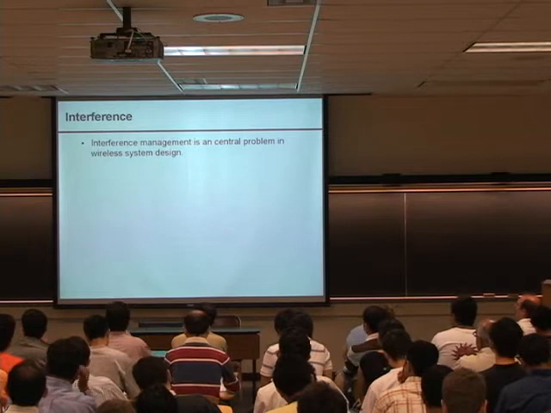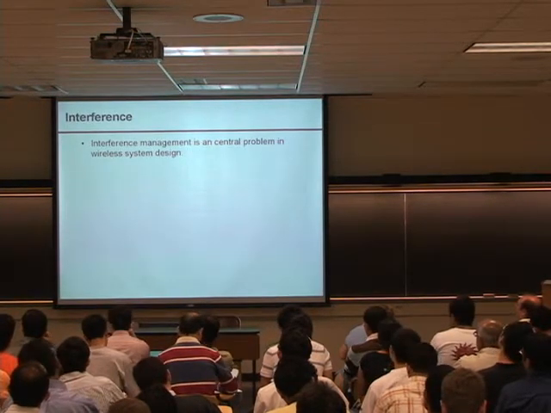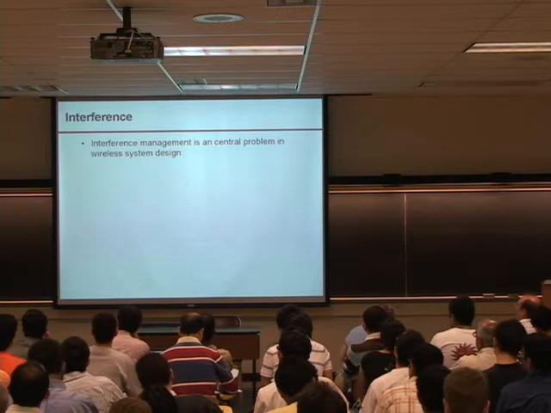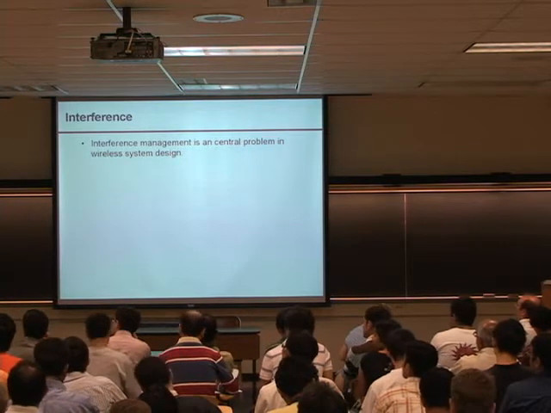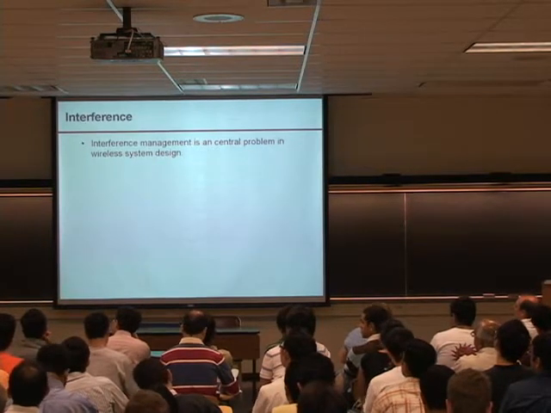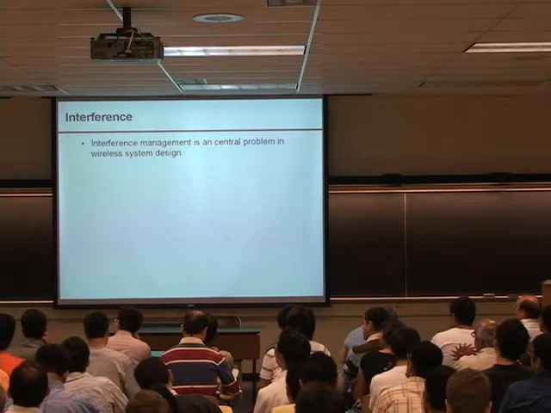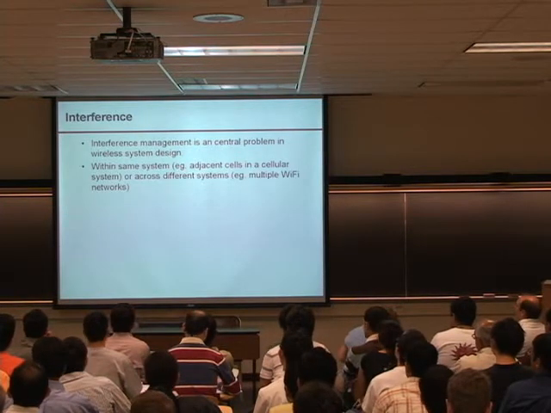So interference is really a very central problem in wireless system design. If you think about a lot of wireless communication systems, the performance is primarily limited by interference. So how to manage it properly is really at the heart of designing wireless networks. Okay? And you see this phenomenon all the time.